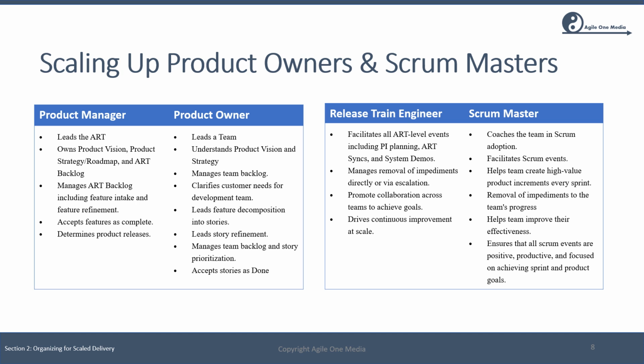For the release train engineer, the RTE facilitates all ART level events, including PI planning, ART syncs, system demos, and other events associated with the ART. Manages removal of impediments directly or via some escalation mechanism, promotes collaboration across teams to achieve goals, and drives continuous improvement at scale. Scrum Masters, this is the standard Scrum Master role per the Scrum Guide.